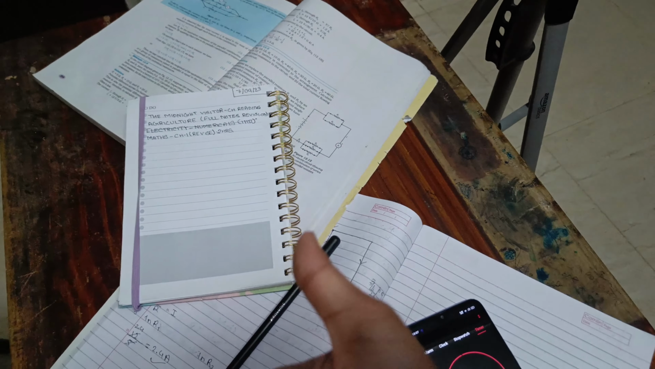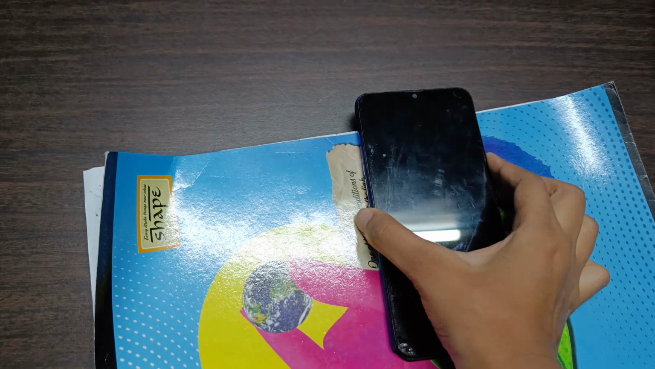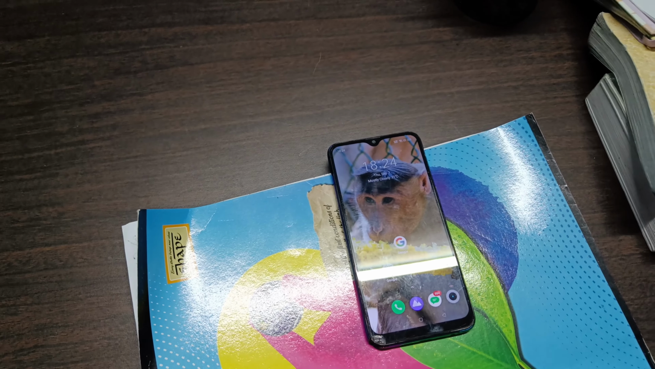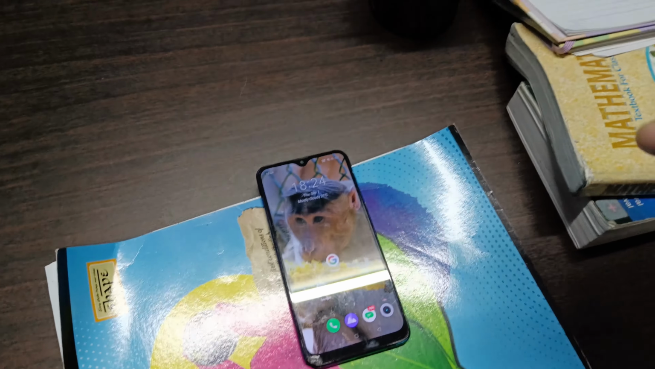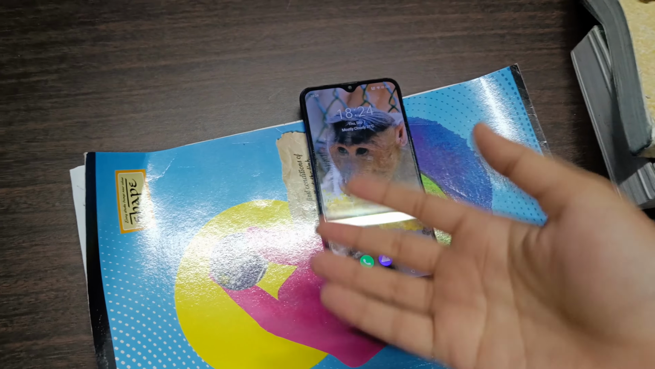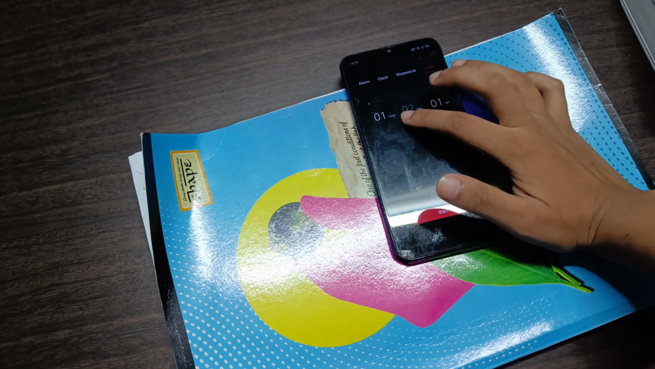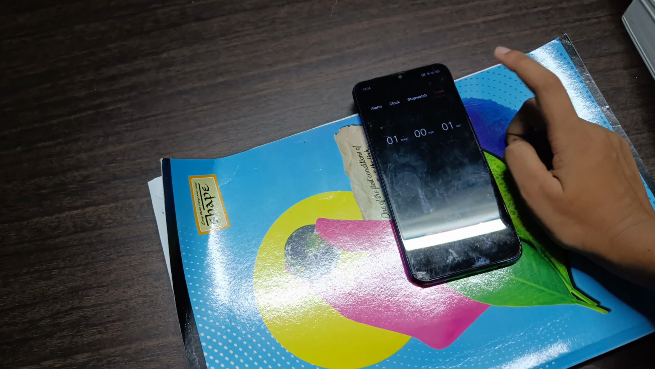Okay, let's start. So it is currently 6:24 and I have come upstairs again because I believe that the light issue has been resolved. Maybe, let's hope for the best. Now let's put on a timer of 1 hour.